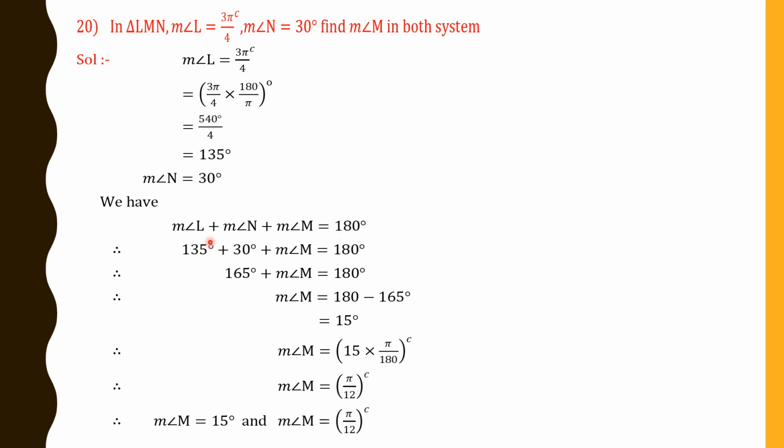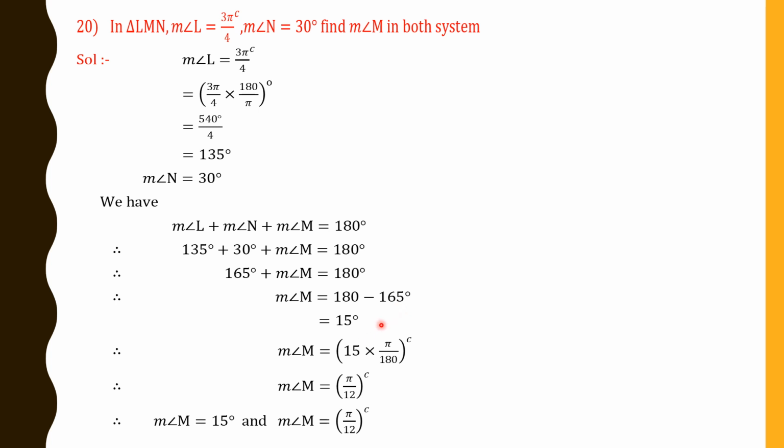Put the values of L and N. 135 degree plus 30 degree plus measure of angle M equal to 180 degree. 135 plus 30 is 165 degree plus measure of angle M equal to 180 degree. 165 degree take on RHS, here is minus. Measure of angle M equal to 180 minus 165 equal to 15 degree.